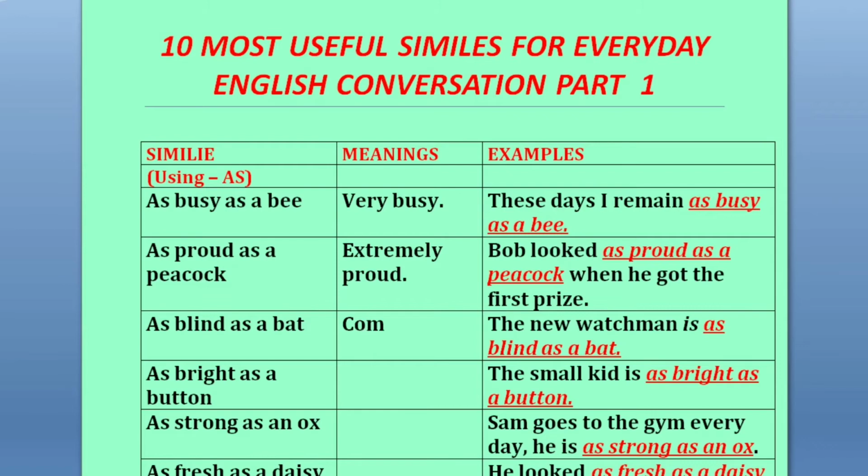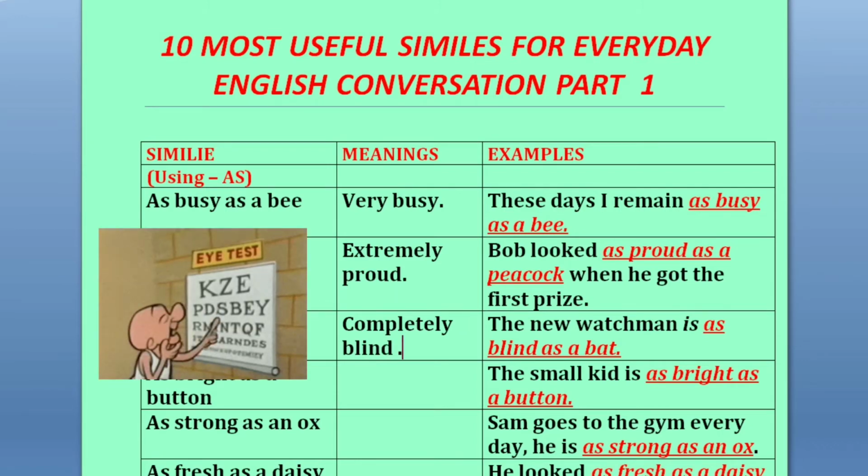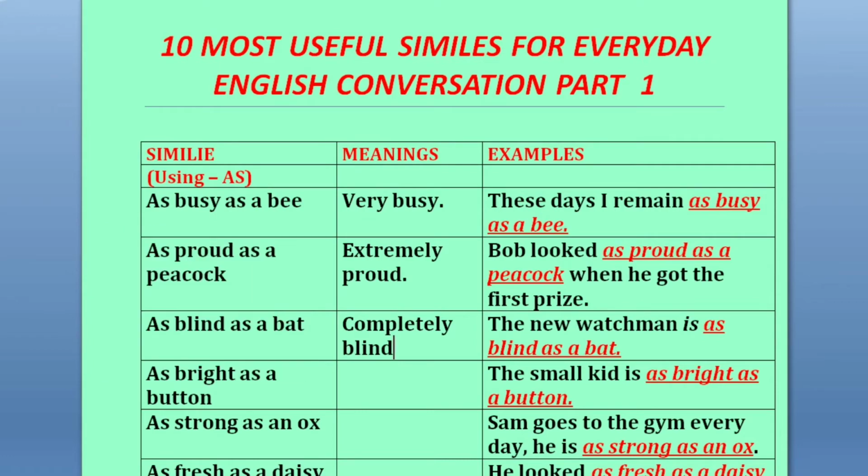So up next we will see the third one for today, that is as blind as a bat. So I'm typing the meaning. It means completely blind. If someone is completely blind, unable to see properly, you can say that he's as blind as a bat. That's the way you can use this beautiful simile. As you see the example, the new watchman is as blind as a bat. Right? That means completely blind.